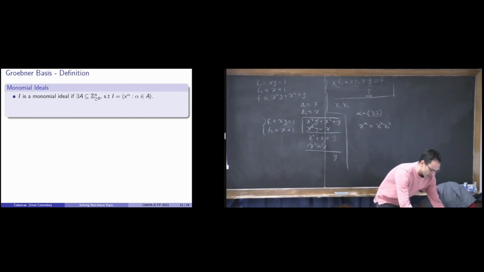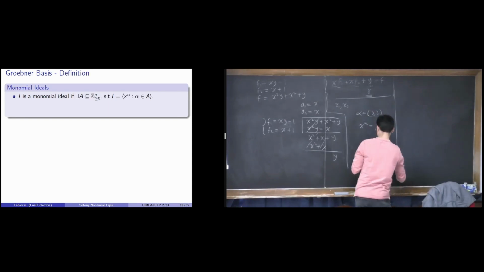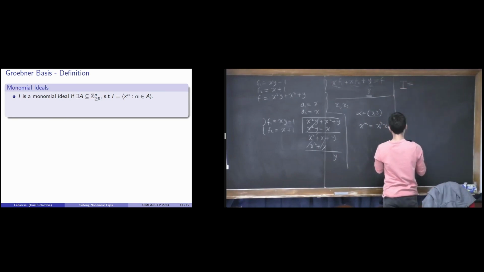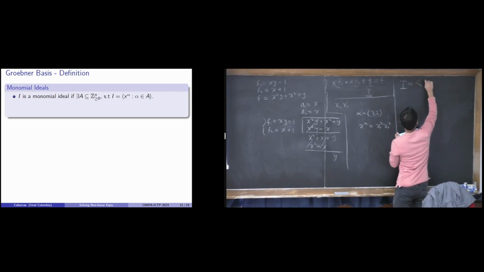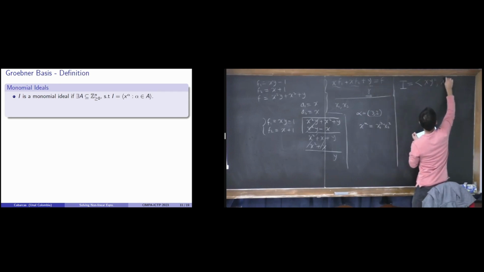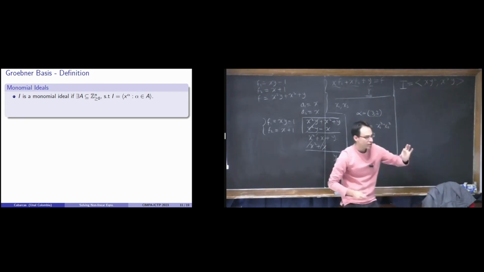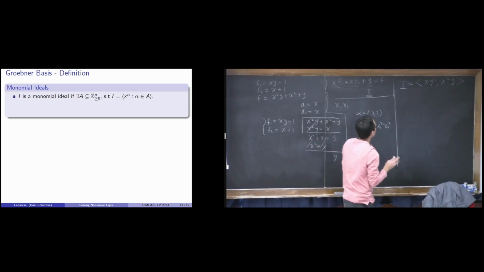Let's do a simple example, and we can actually visualize why these ideals are so simple and nice. Let's consider the ideal, with two variables, generated by x y squared and x cubed y. This is the ideal generated by two polynomials, but the two polynomials happen to be monomials. And these are very nice.